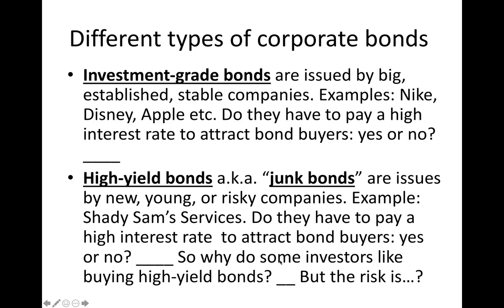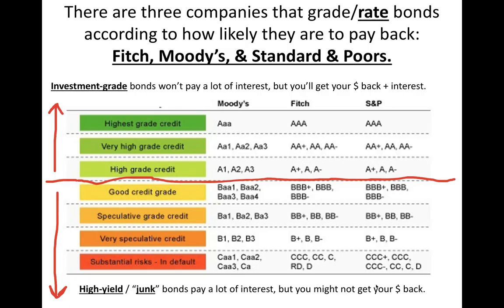So why do some investors like buying high yield bonds or junk bonds? Because they pay a high interest rate. But what's the risk? The risk is Shady Sam's company might go bankrupt and then they can't pay you back. There are three companies that grade or rate bonds according to how likely they are to pay back. The three rating companies are Fitch, Moody's, and a third company called Standard & Poor's. It's just the last name of the founders, kind of a funny name.